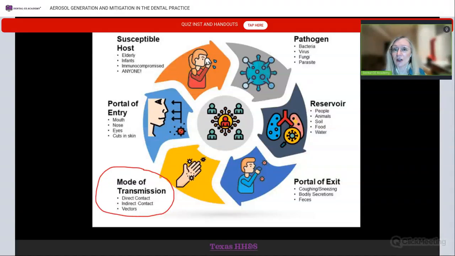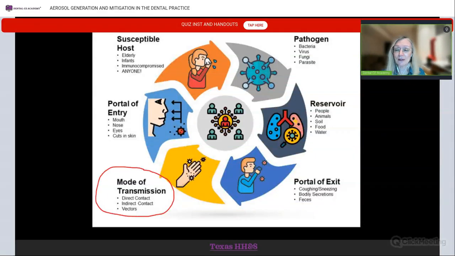And I always start with the chain of infection because this helps us to understand how disease transmission occurs in our dental practices. And it always starts with a pathogen. So if you look at the chain of infection, which we have here on the screen, these are links. And we want to disrupt one or more of these links so that we can disrupt disease transmission. We don't want to maintain the links. We're here to disrupt one or more of those links. And for this evening, we're going to talk about aerosol.